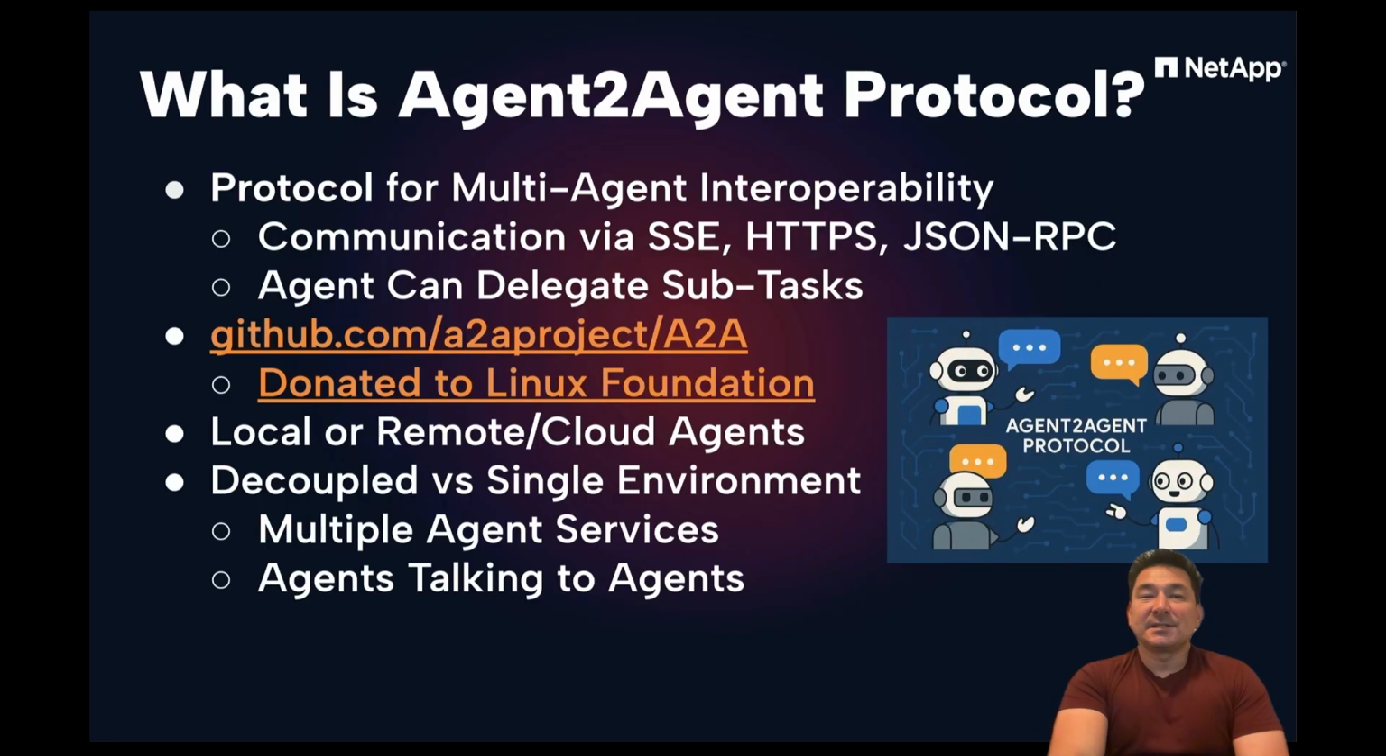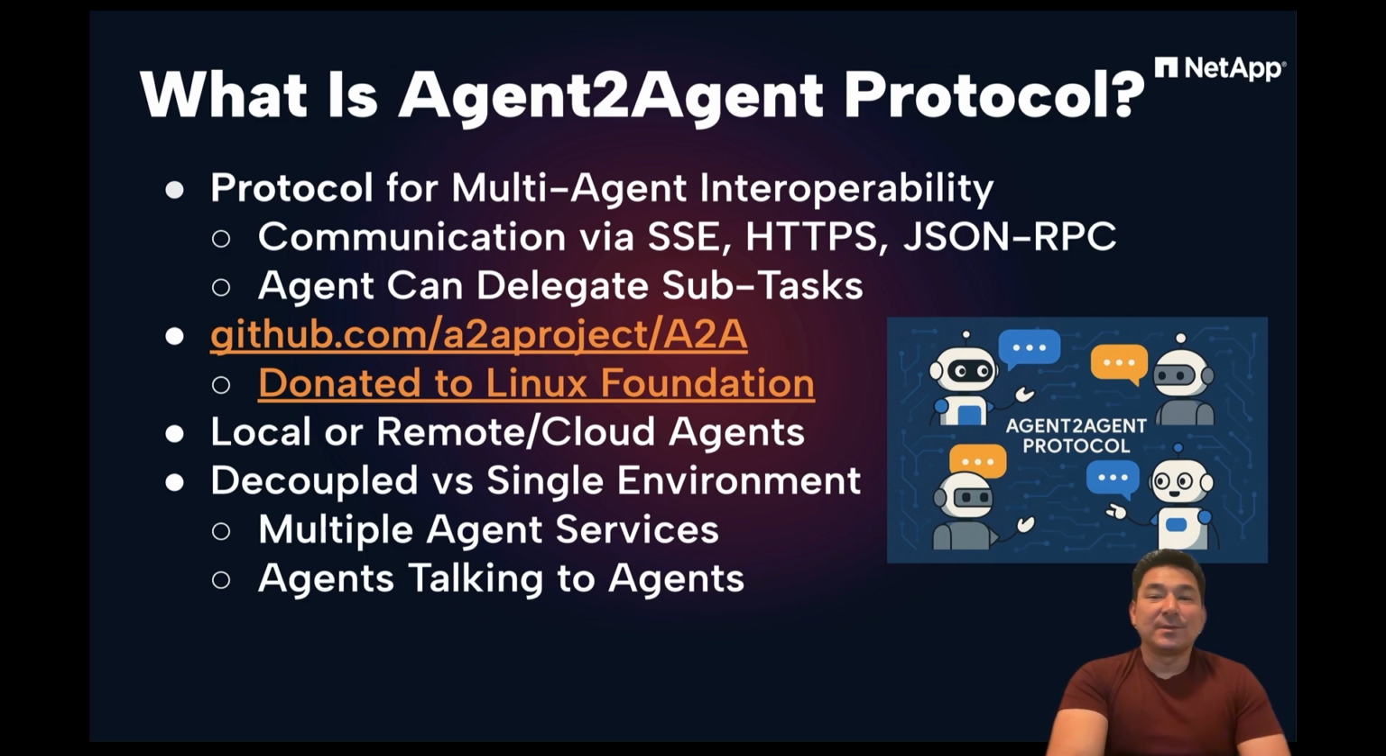So now, what is Agent-to-Agent Protocol? Agent-to-Agent Protocol is used for multi-agent interoperability. Technically, there are many different transport mechanisms that can be used to connect agents together. The most widely used protocols are server-sent events and JSON RPC. The main point of what Agent-to-Agent Protocol provides is that you're able to delegate subtasks to agents where these tasks are better suited to be handled by those particular agents.